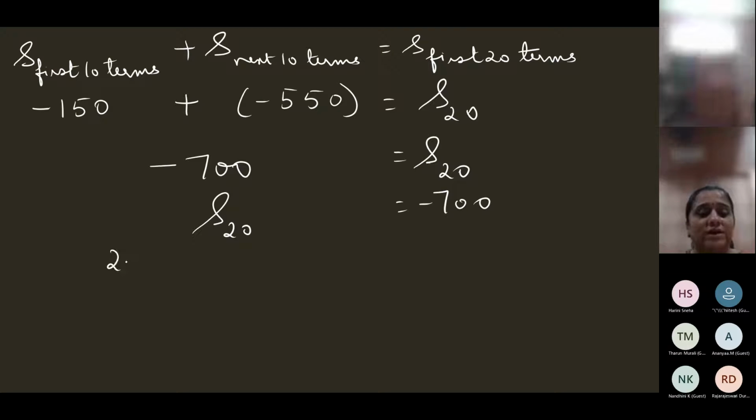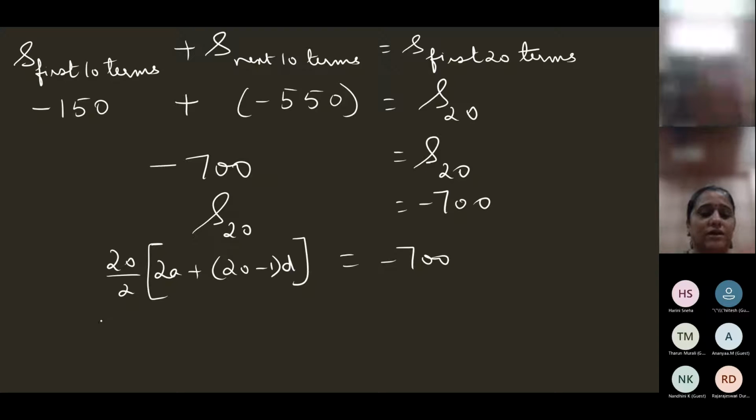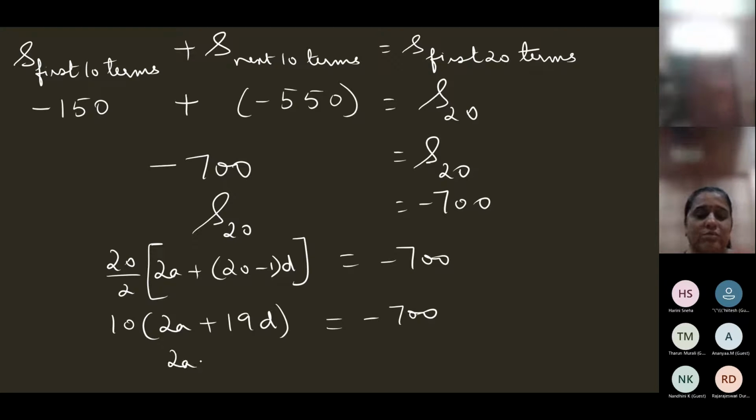So n by 2, 20 by 2 of 2a plus (20 minus 1) into d is equal to minus 700. 10 into (2a plus 19d) is equal to minus 700. The equation you get will be different, but the values of a and d will be the same. You will not get the same equation as we got earlier, but the values of a and d will be the same. So we get 2a plus 19d is equal to minus 70.